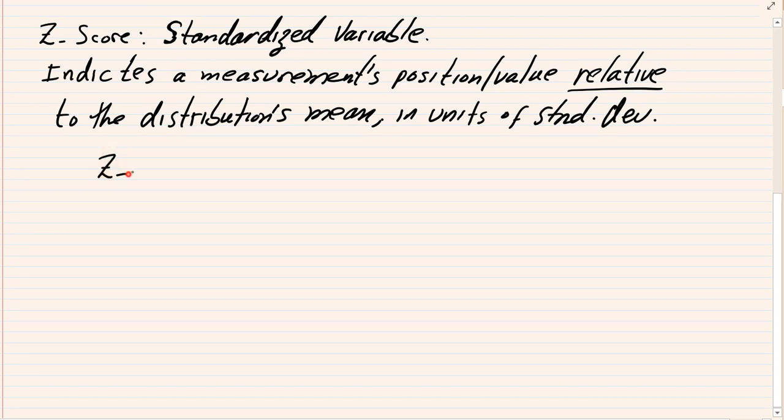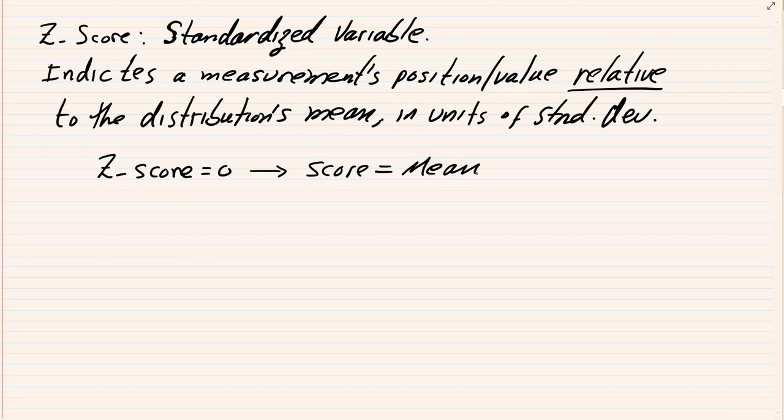So when we talk about a z-score, if a z-score turns out to be 0, then the score equals the mean. If my z-score on my exam, let's say, was 0, that means I was the average. And we'll see the reason in a moment once you see the formula for the z-score here.